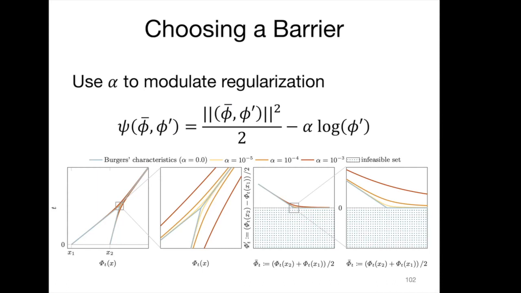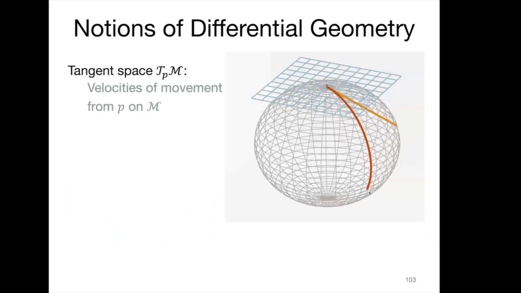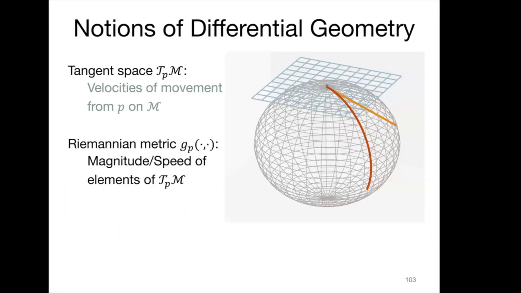And so instead we want to take a differential geometric perspective. So we remind ourselves that on a manifold, to every point we can associate a tangent space, which is basically the set of directions that an ant sitting on the point of the manifold could walk in. Then the Riemannian metric at this point gives us a notion of angle.